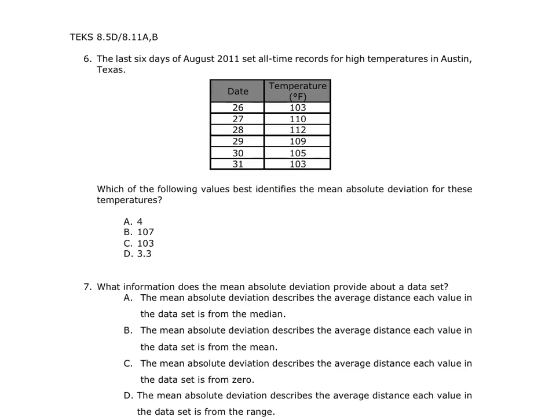Okay, data part. The last 6 days of August 2011 set all-time records for high temperatures in Austin, Texas. Which of the following best identifies the mean absolute deviation, or MAD, for these temperatures? Mean absolute deviation, remember, is where you find the mean twice. So you first need to find the mean of the temperatures. These labels are not numbers I'm going to use in my mean. Those are just descriptors like Monday, Tuesday, Wednesday. So I'm going to add them all together, then divide by 6.